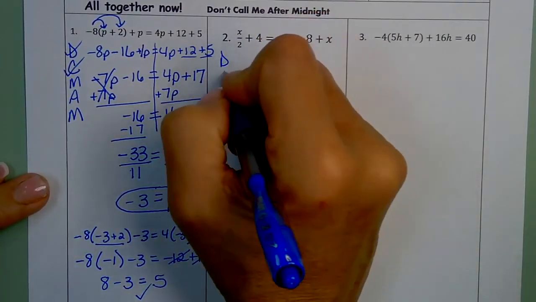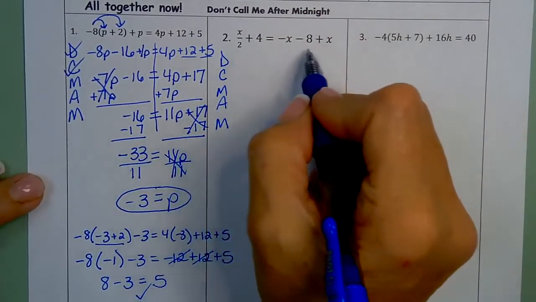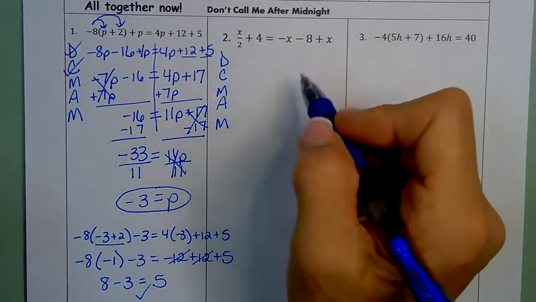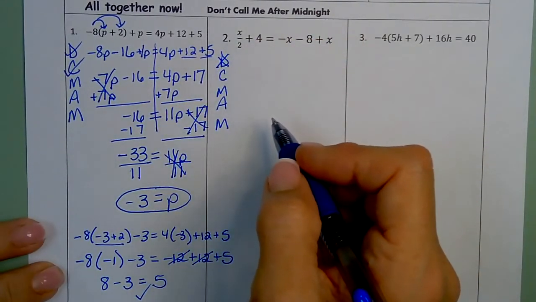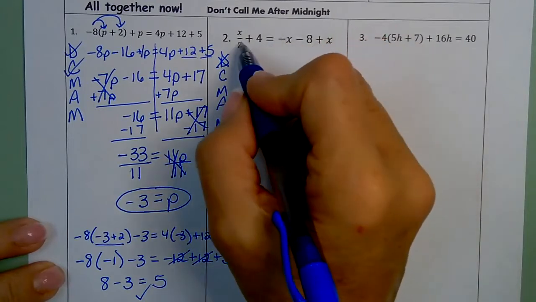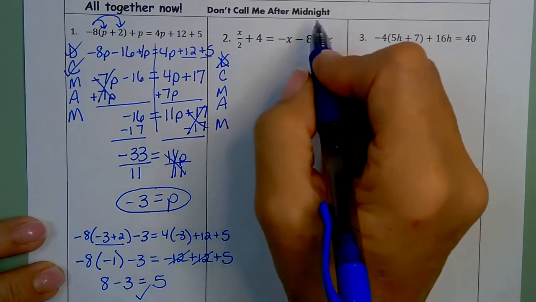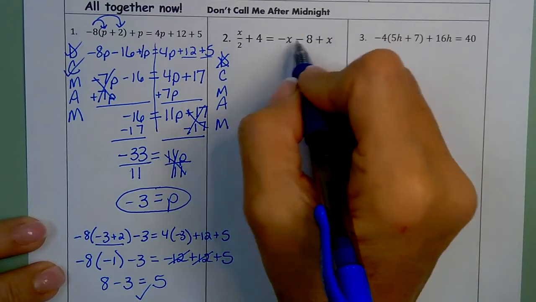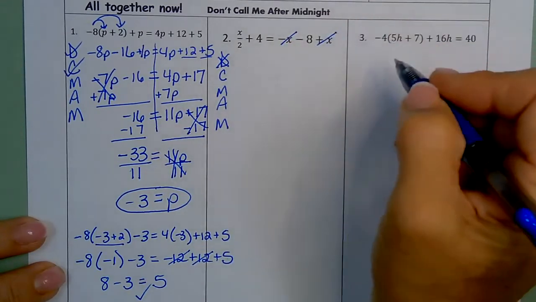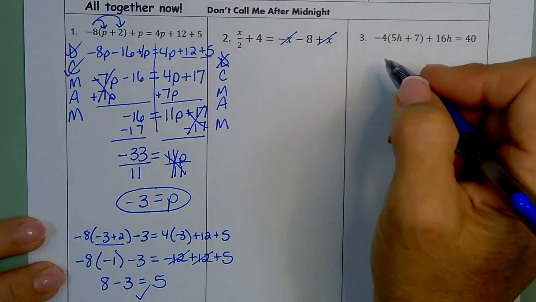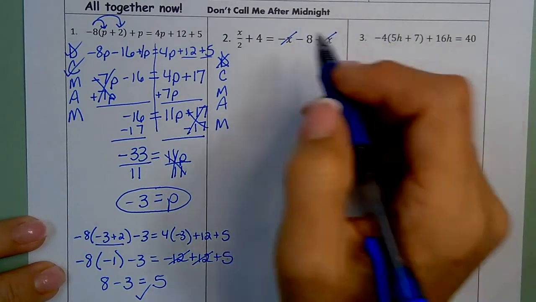Next problem. I'm looking for distribute, but this problem doesn't have it, so we can skip that. Look at combining like terms. Okay, so these can't be combined. This has a variable and this is a constant. Let's look on this side. These can be combined. And when I combine negative x and positive x, they actually cancel out. So I'm left with just -8 on that one side.